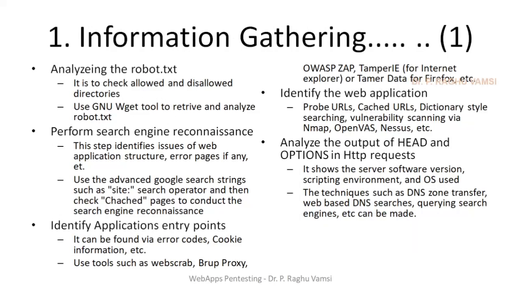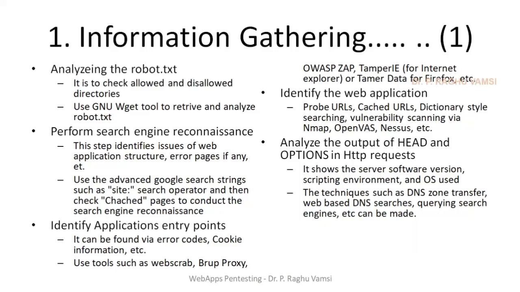First, you are supposed to analyze the robots.txt. How will you do that? You may use the GNU wget tool to retrieve and analyze the robots.txt. It is to check the allowed or disallowed directories on the website. This particular robots.txt is especially used for that purpose.